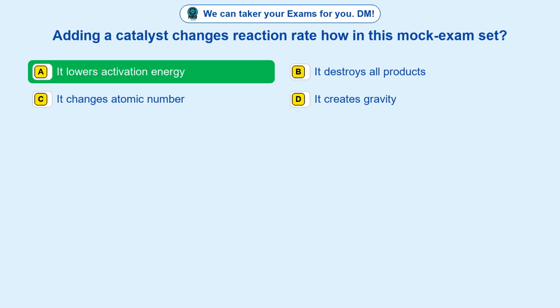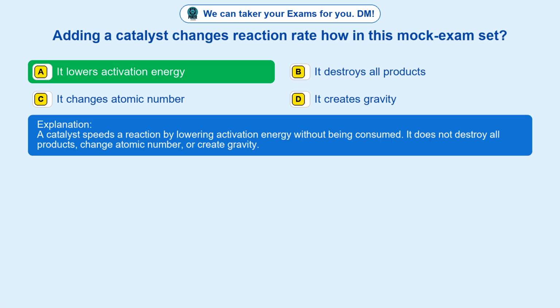It lowers activation energy. A catalyst speeds a reaction by lowering activation energy without being consumed. It does not destroy all products, change atomic number, or create gravity.